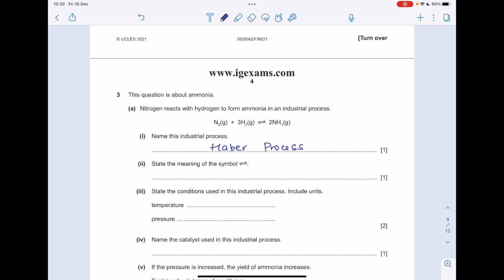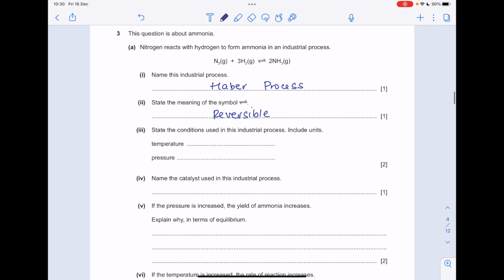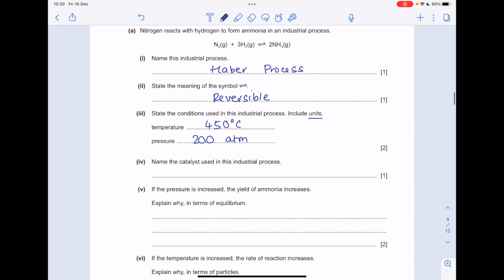State the meaning of the symbol. This means that the reaction is reversible, goes both in the forward and reverse direction. State the conditions used in this industrial process, include units. So we need a temperature of 450 degrees Celsius and a pressure of 200 atmospheres. So lots of rote learning for this question. Name the catalyst used, it's iron.